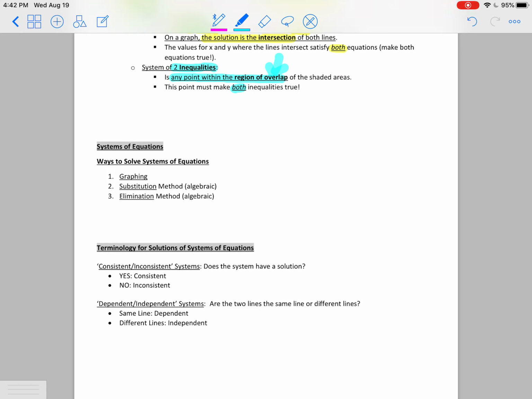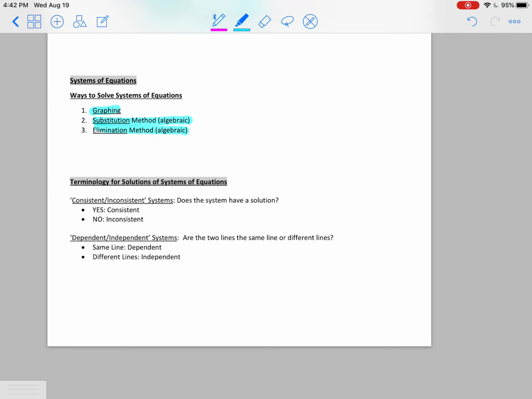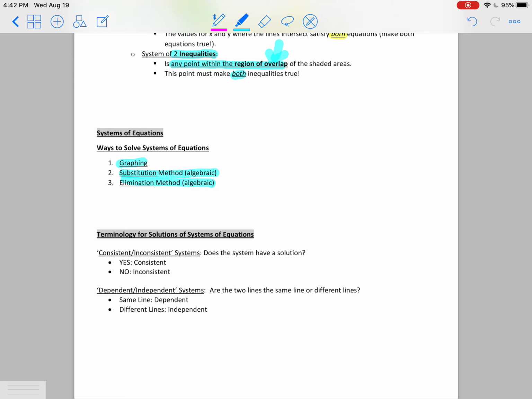All right, now we talked just a moment ago about different ways that we can solve systems of equations. Graphing is what we're going to be talking about today. And then, of course, the two algebraic methods are elimination and substitution, which we are going to talk about coming up pretty soon in another video.